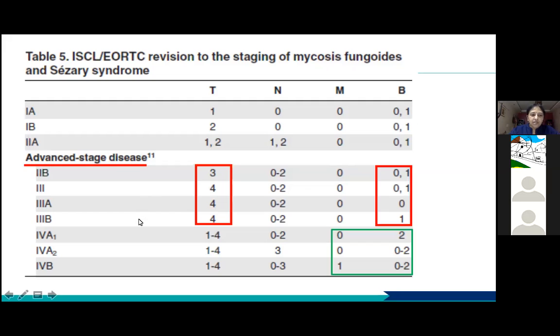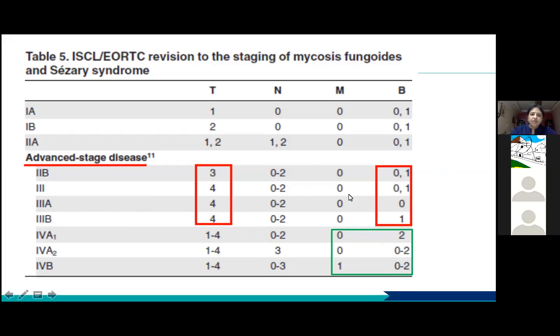Stage 2B to 3 is when the lesions are either T3 or T4, irrespective of N, M, and B stage. We call it stage 4 when there is either visceral metastasis or N3 disease, or blood is showing B2 kind of staging. It is important to know these stage groupings to choose the best treatment for your patients.